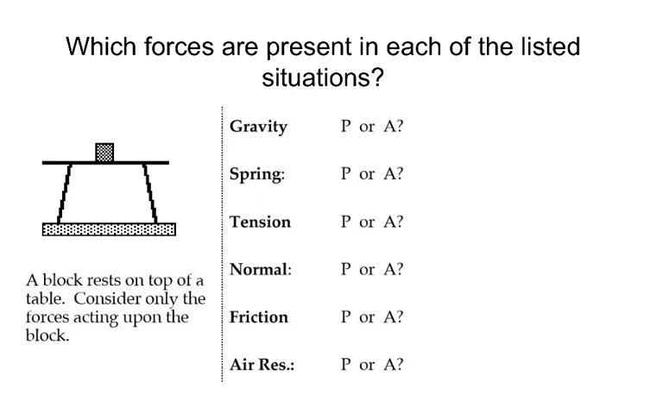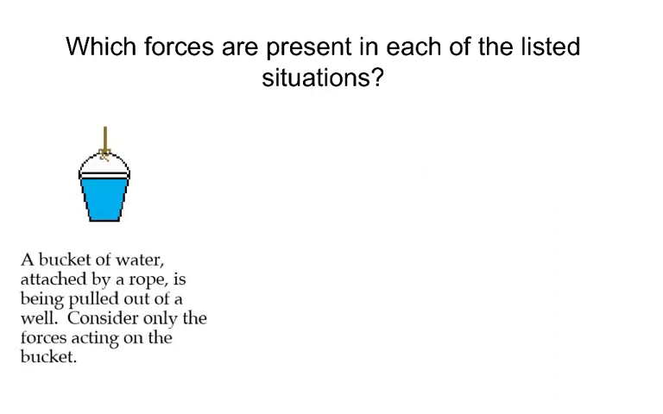All right, block sitting on a table at rest has gravity. We always have gravity even out in space. And we also have a normal force. No friction because there's no motion. No air resistance because there's no motion. No tension because there's no rope, string, or wire. And no spring because there's no spring.